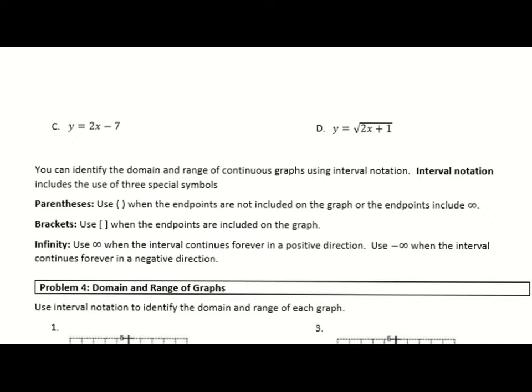So for C, y equals 2x minus 7. When we graphed that in class, that was a diagonal line like so. If I use the vertical line test on this line, there is no point where I'm going to cross this graph more than once. Therefore, y equals 2x minus 7, the graph of a line, is a function.